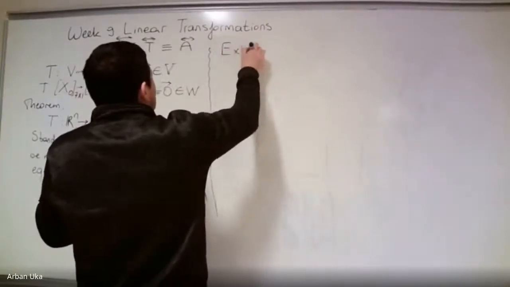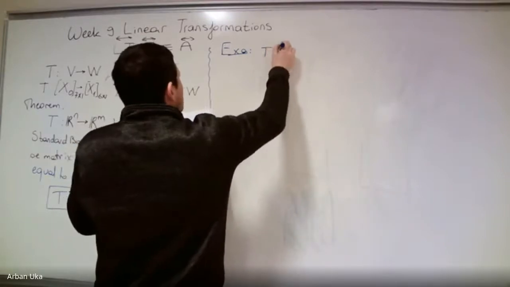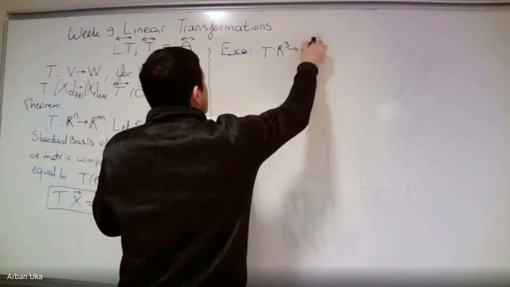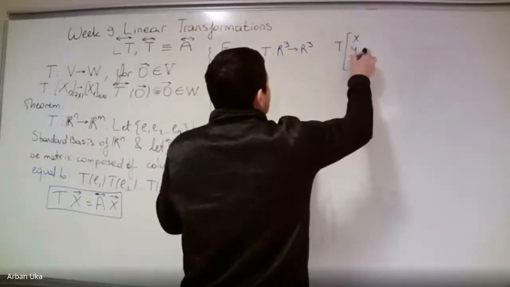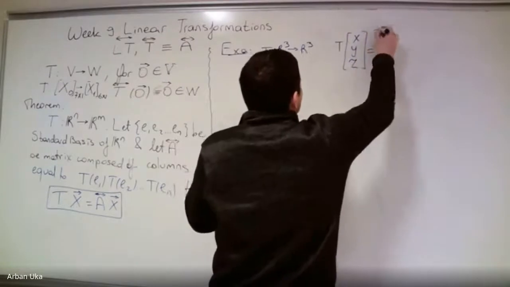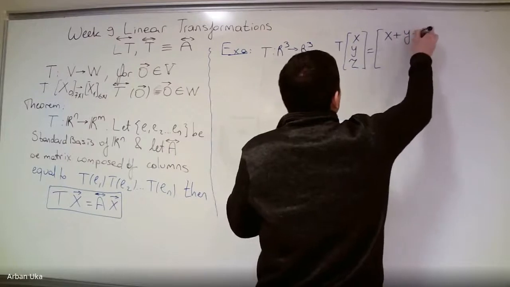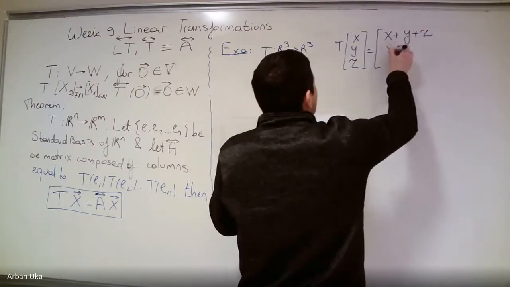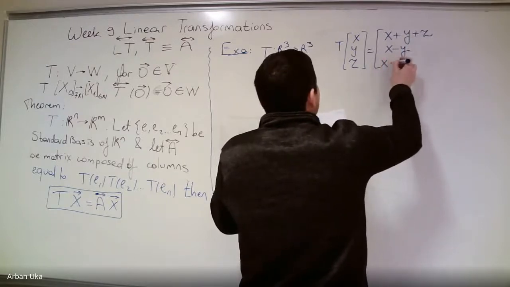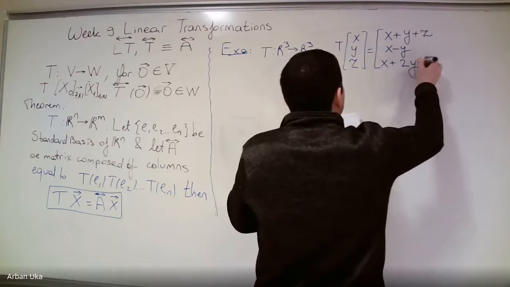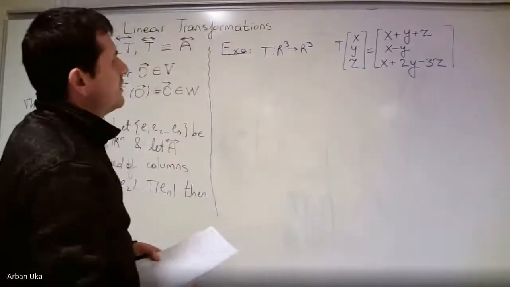The example states that we have a linear transformation which goes from R cubed to R cubed, and it is such that T of (x, y, z) is equal to the sum of the three numbers. The difference between the first two and the third value is the first number plus twice the second one minus 3 times the third one.